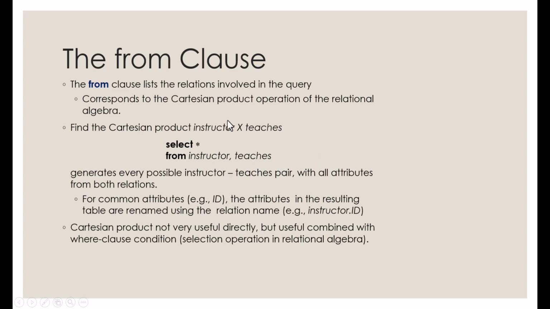But we can also do natural join, which is what we talked about. We'll go into more detail on the different types of joins that we can do. But this comma is the Cartesian product.